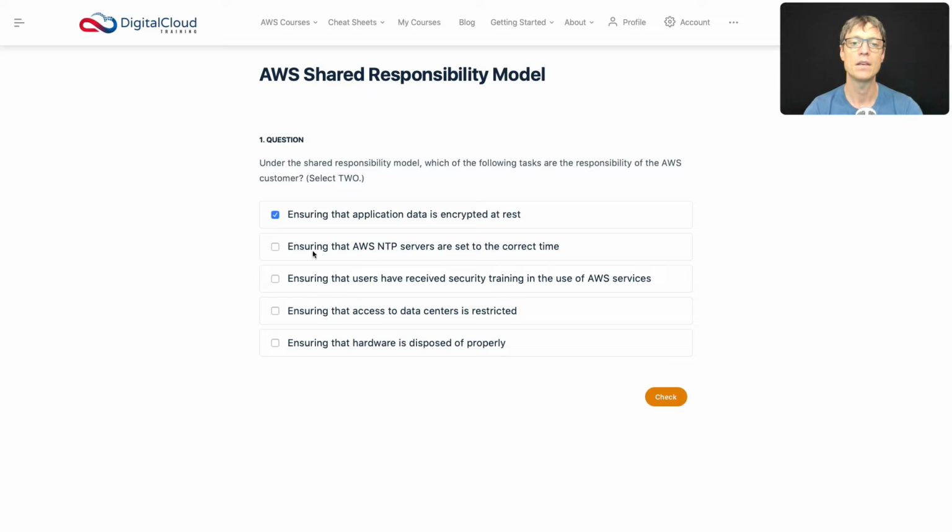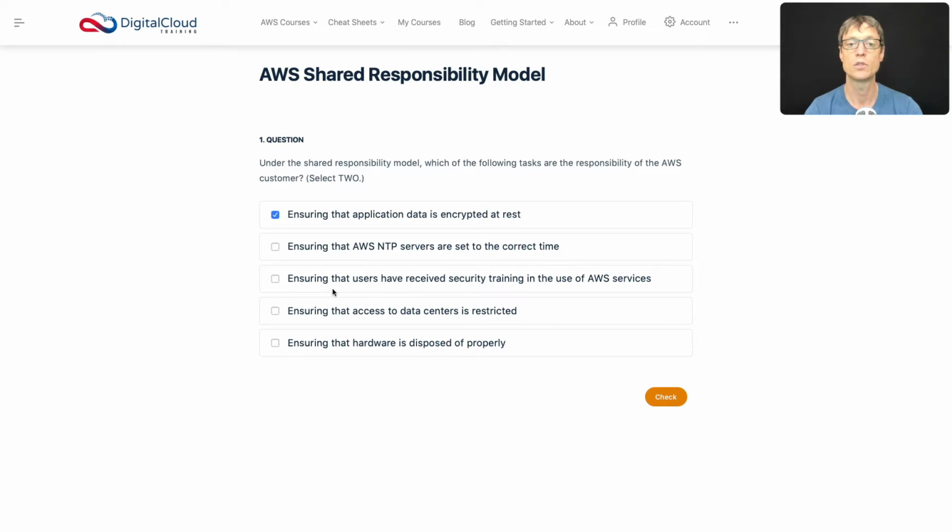Now, what about is the customer responsible for ensuring that the AWS network time protocol servers are set to the correct time? Well, you can probably imagine, no, that's not your responsibility. So NTP is a protocol used for configuring time amongst multiple systems. That's absolutely an AWS responsibility.